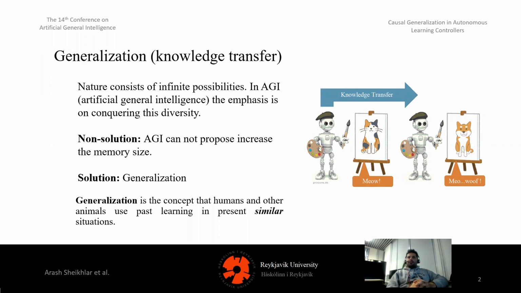Let's start talking about generalization. We know that nature consists of infinite possibilities if an autonomous agent tries to do different tasks and achieve goals, which might be completely different. So the agent must find ways to deal with this diversity. And it's not a sensible solution to increase the memory size to store more and more information about different tasks and different environments. So the best way to deal with this diversity is to learn models and try to generalize those models such that they can be transferred and used in similar situations. This is a process that we call generalization.